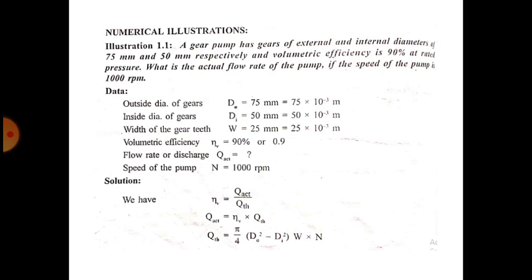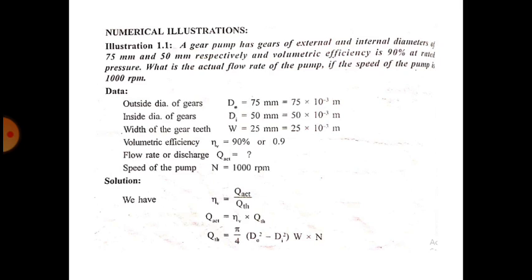So Q theoretical will come to 0.061 meter cube per minute. This is the theoretical discharge of the pump, given in meter cube per minute. We get this as Vd into N, and Vd is pi by 4 (d naught square minus di square) into W, that is the volumetric displacement of the pump per revolution. If you multiply Vd into N, you get Q theoretical. So the theoretical discharge is 0.061 meter cube per minute.